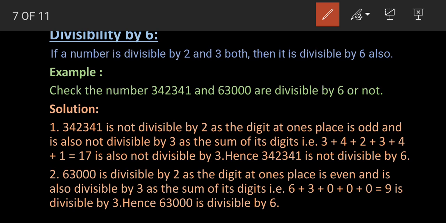If any number is divisible by both 2 and 3, then we can say that the number is divisible by 6. If the number is divisible by only one of them and not by the other, then we can say that the number is not divisible by 6.